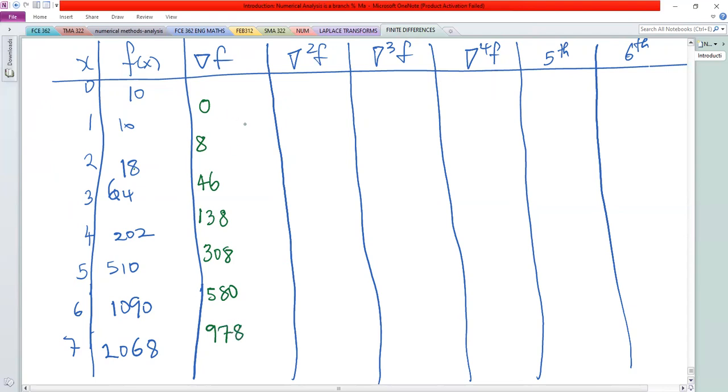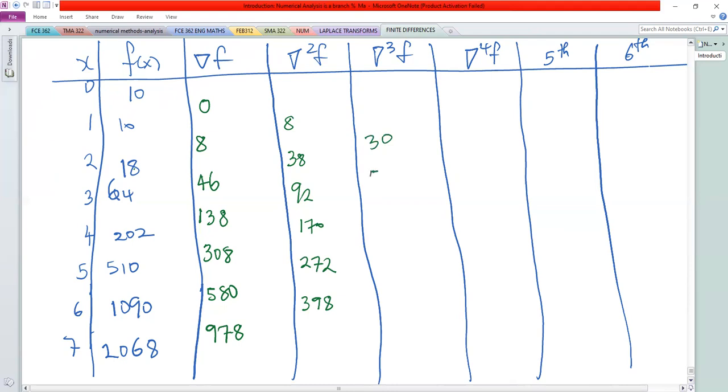Our next difference, 8 minus 0 is 8. Our next one is 38. Next one is 92. Next one is 170. Next one is 272. Next one is 398. And then this will be 30.